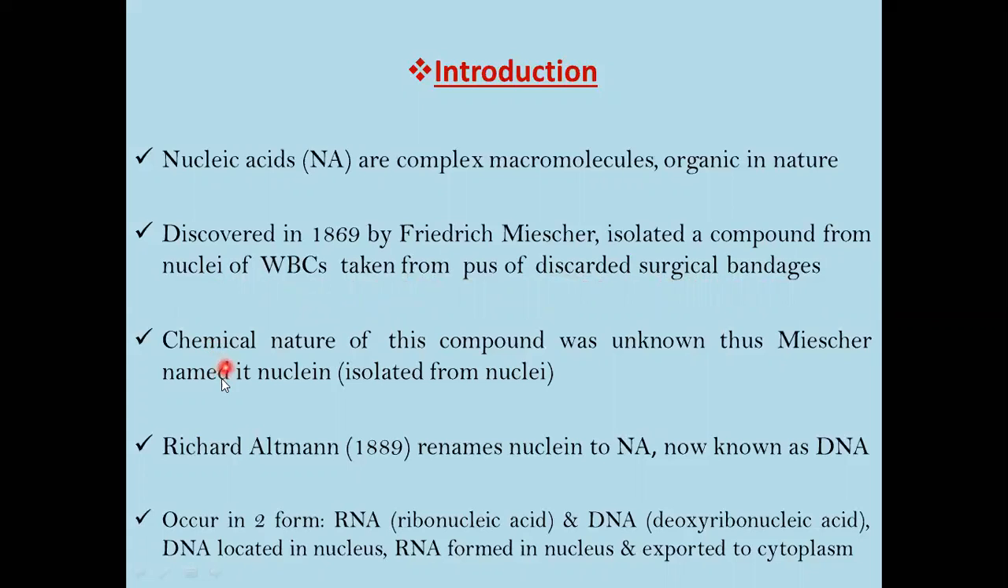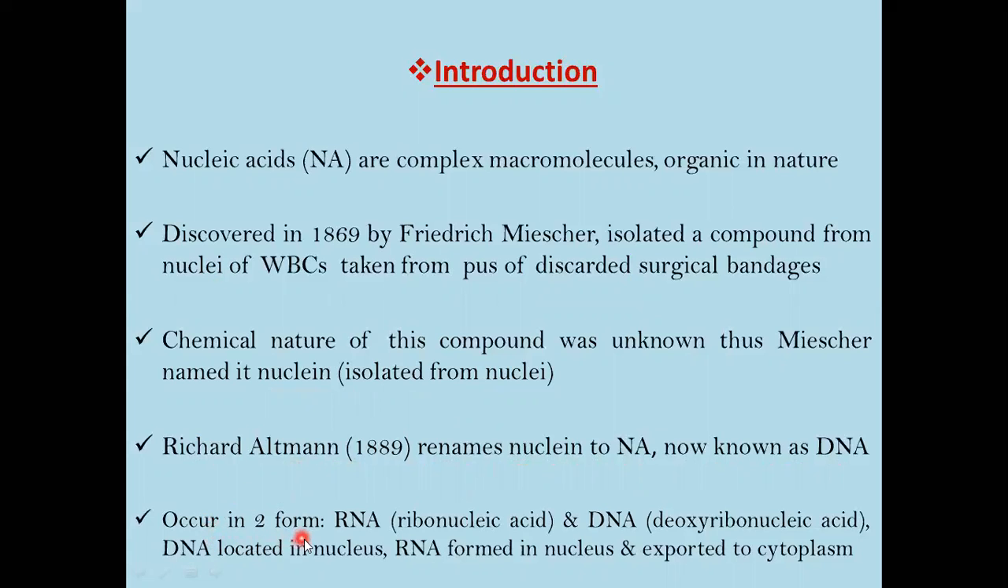The chemical nature of this compound was unknown at that time, and thus Miescher named that compound, which was obtained from the WBC cells, nuclein, because it was isolated from the nucleus or nuclei of the cell. So the structure of this compound was unknown at that time. Then Richard Altmann in 1889 renamed nuclein to nucleic acid, which is now known as DNA. So the name nucleic acid was given by Richard Altmann.